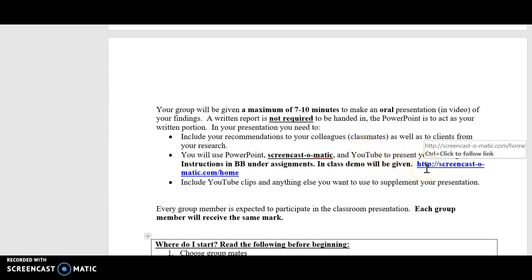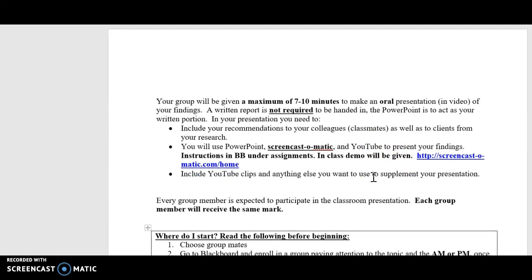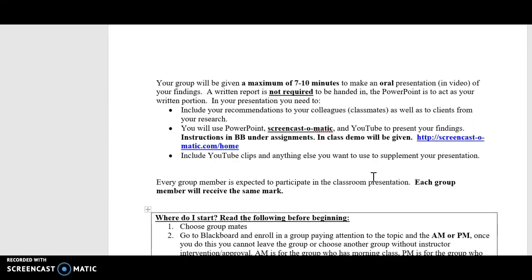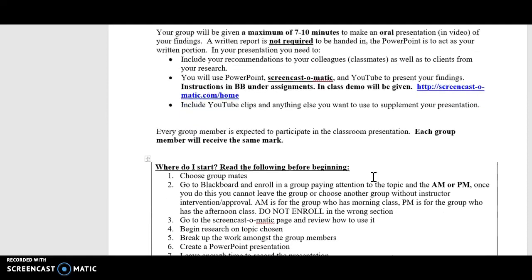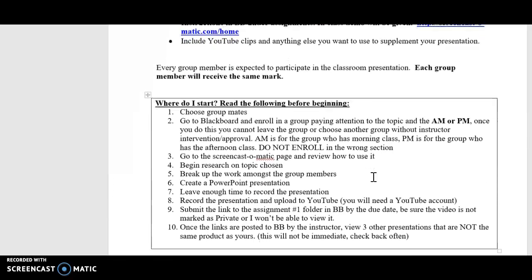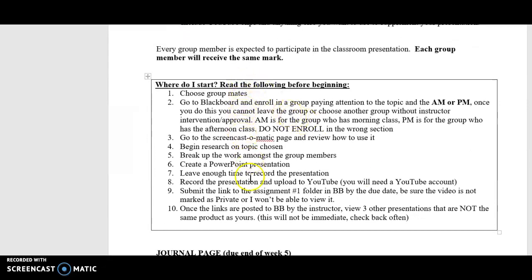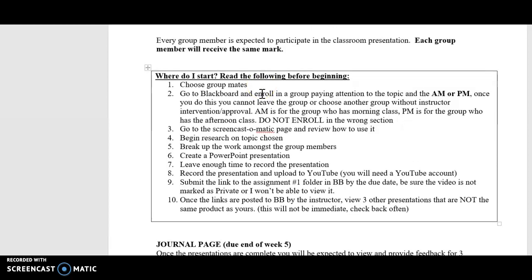Screencast-O-Matic is here, click right there for you. Again, you can put videos, commercials in your presentation, but they can't be too long, so you only have 7 to 10 minutes. I don't want a 3-minute commercial or video in your presentation. Every group member will be given the same mark. This is the where do I start, what do I do, and I've gone through that already, but make sure you read this clearly.